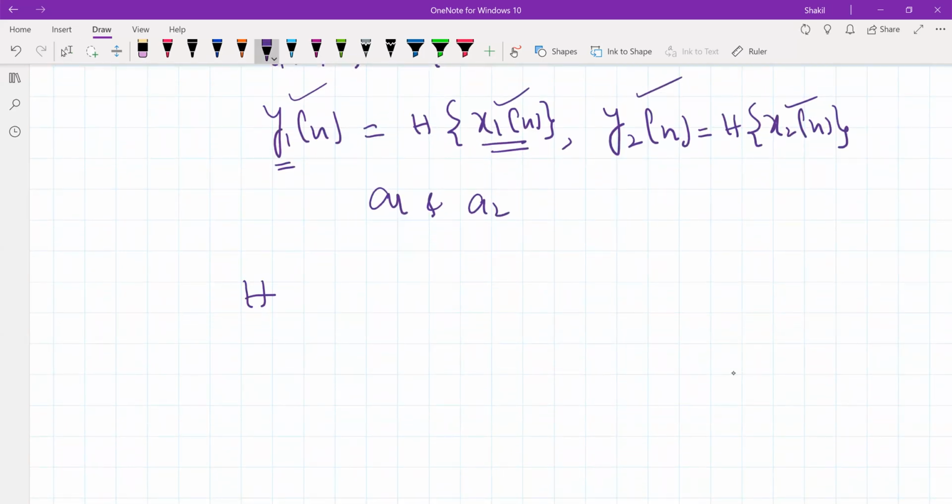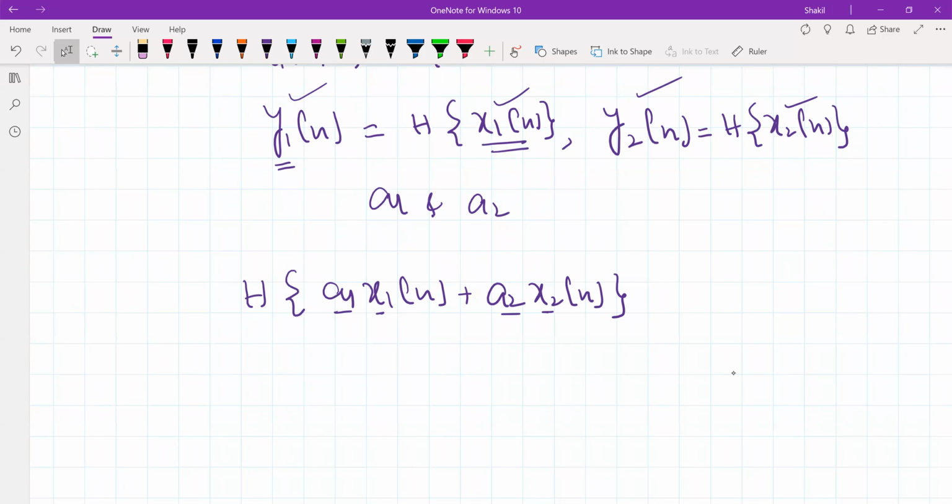Now we apply to the system the weighted sum of inputs. This means we scale one input by some constant, scale the other input by some constant, add them, and apply the result as the input to the system. And we say the output response is this.